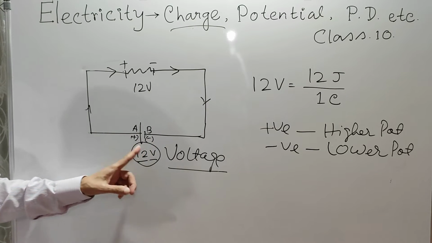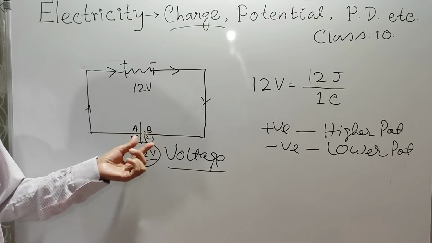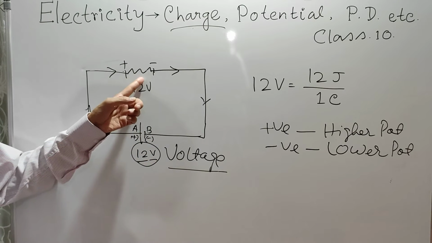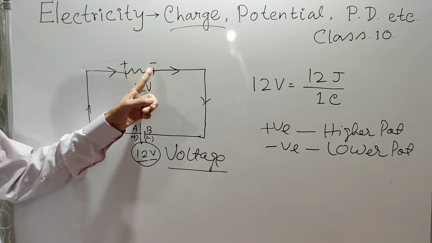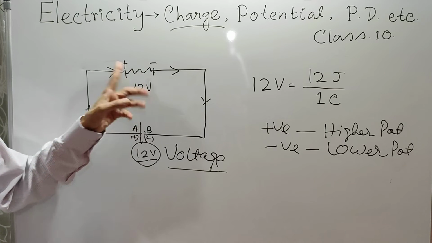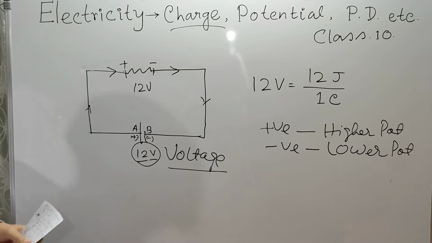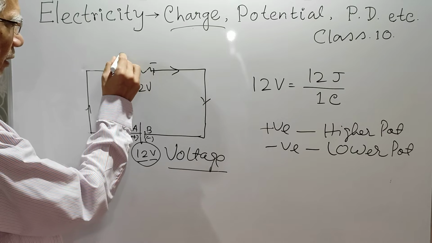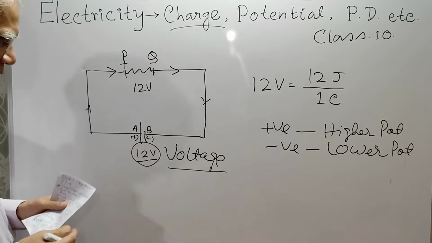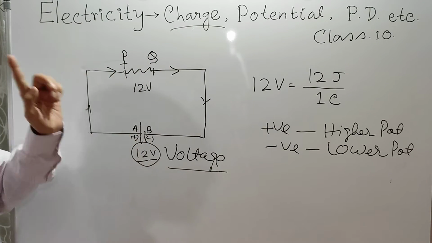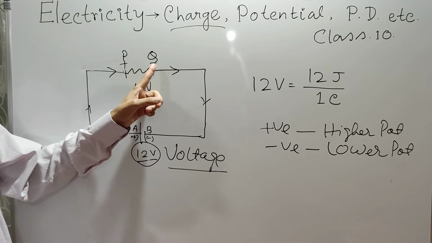So this 12 volt is the potential difference of the battery. The same 12 volt will be the potential difference between the 2 terminals of the bulb, fan, fridge, whatever. Suppose this point is P and this point is Q. So what is the potential difference between P and Q?